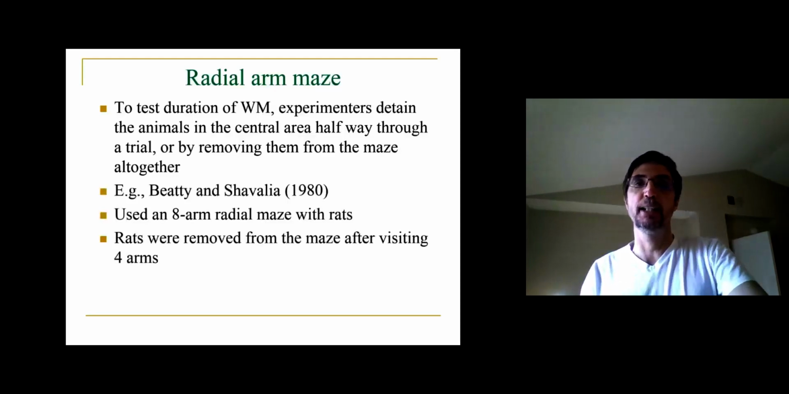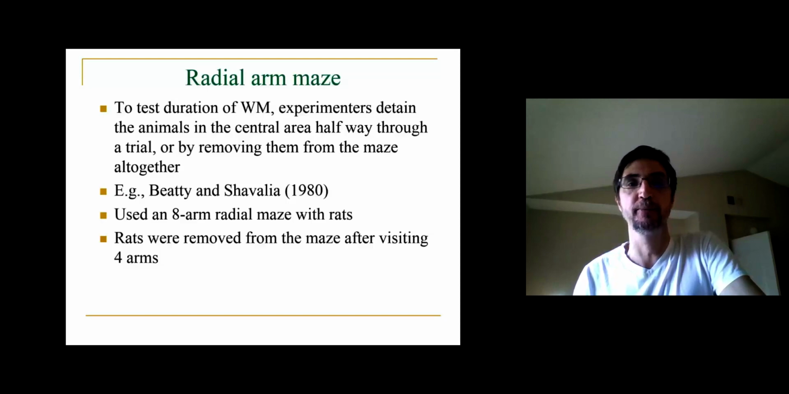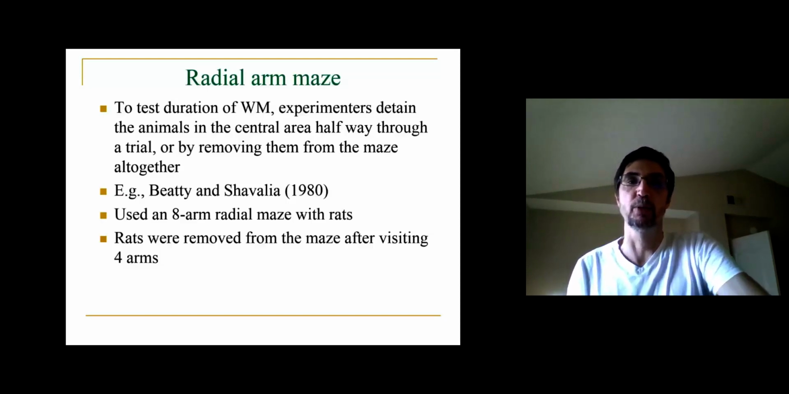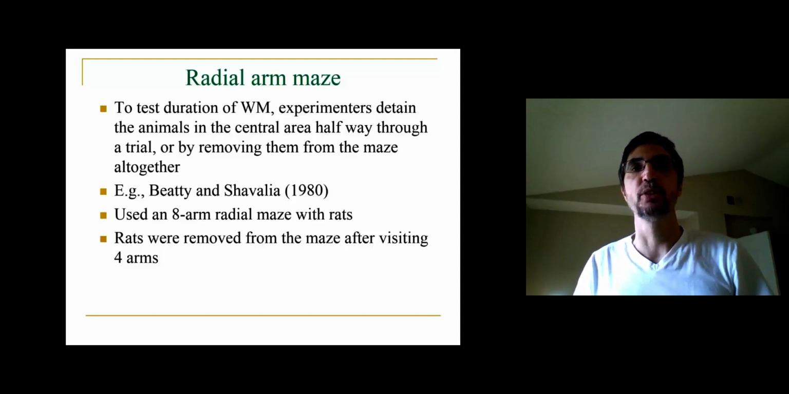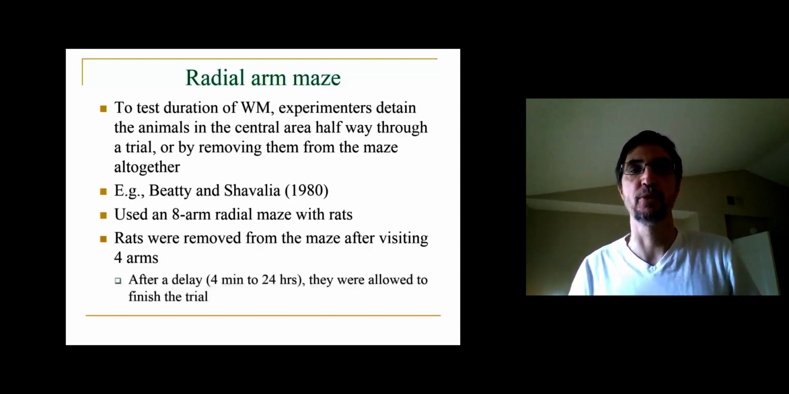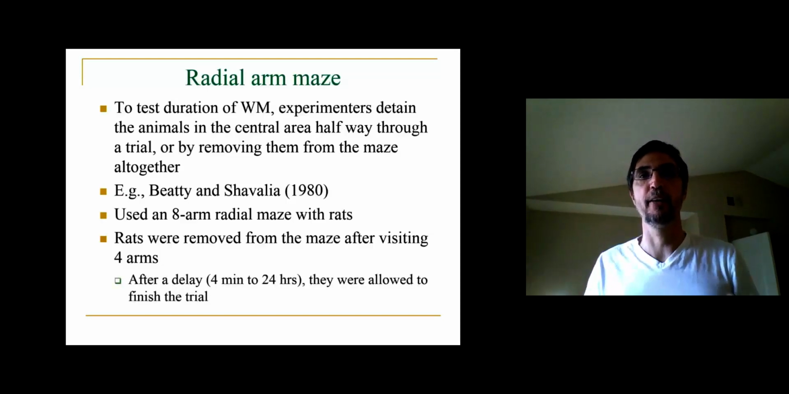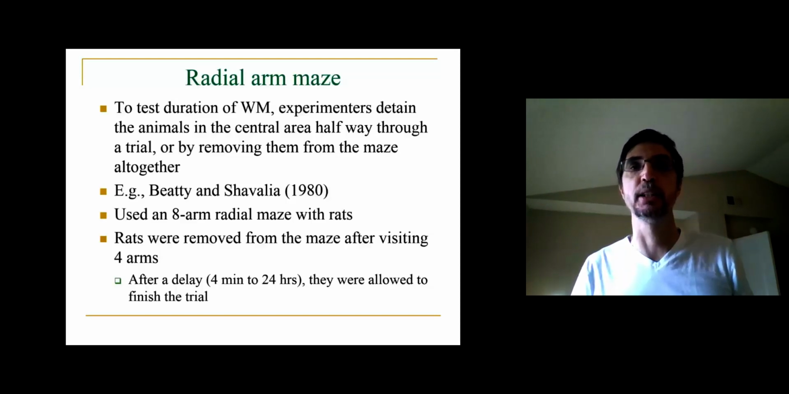So Beatty and Chevalier did something like this in 1980. They used an 8-arm radial maze with rats. The rats were removed from the maze after visiting 4 arms, and then they varied how much time passed before they were put back into the maze. They varied it from 4 minutes all the way up to 24 hours before the rats were allowed to finish the trials.